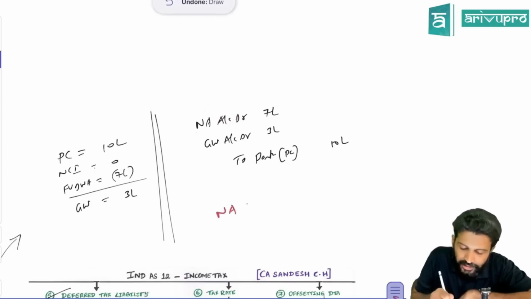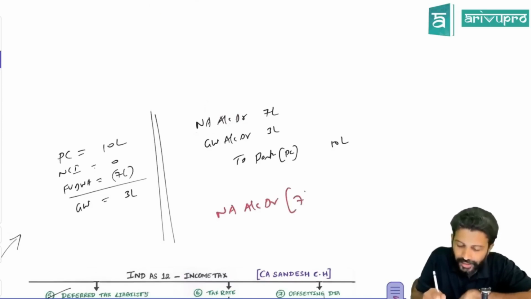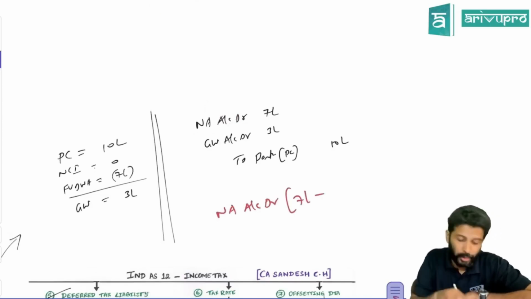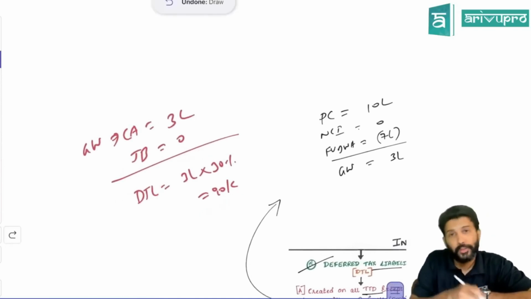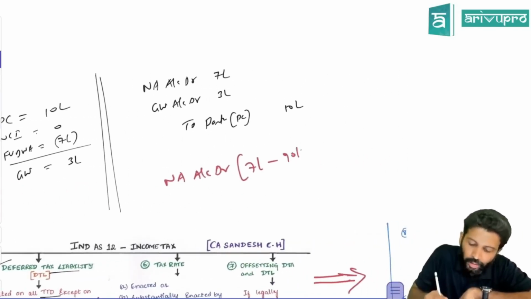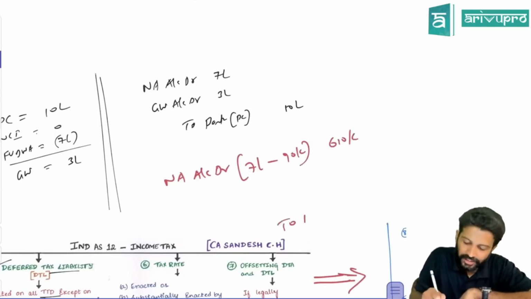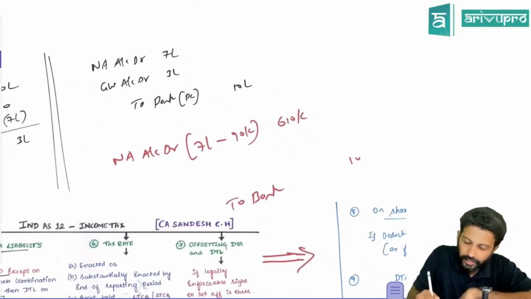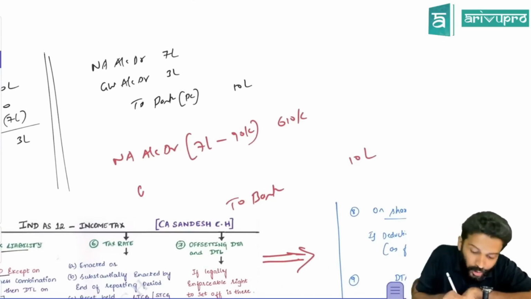That means net asset, sir, will not be 7 lakh, because you have to account for one liability now. If you have to account for a liability, net asset will reduce. Net asset will reduce by 90,000 and it will become 6 lakh 10,000. Okay, but PC is still 10 lakh only. Correct, sir?